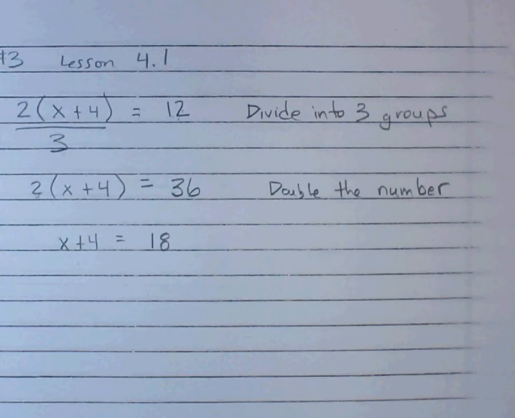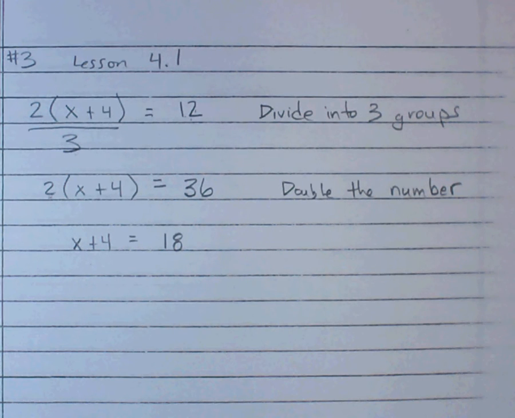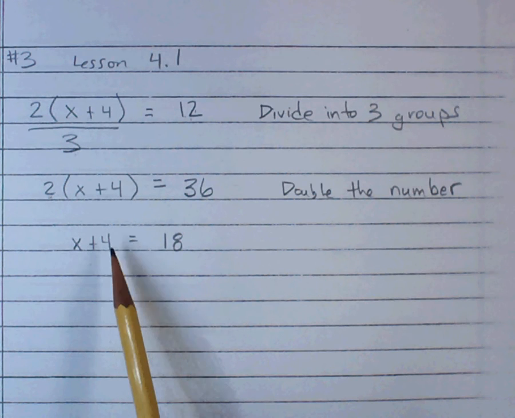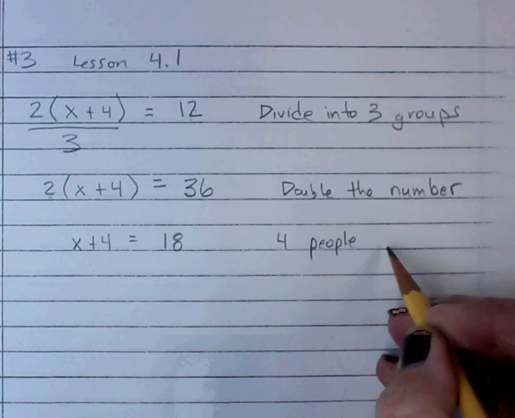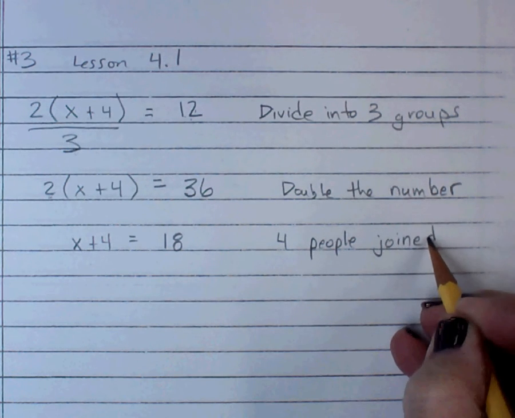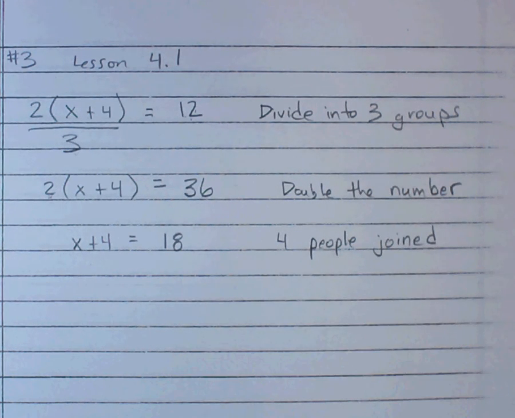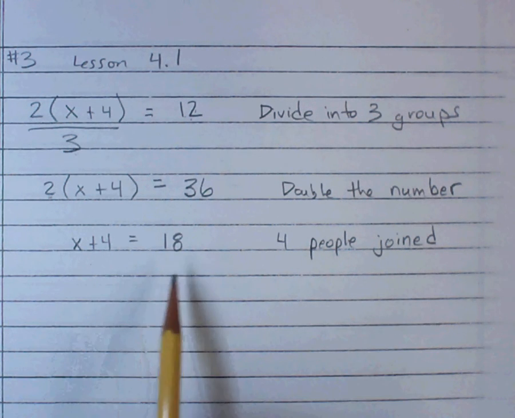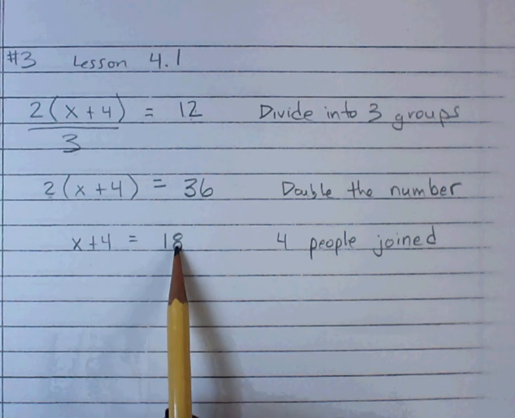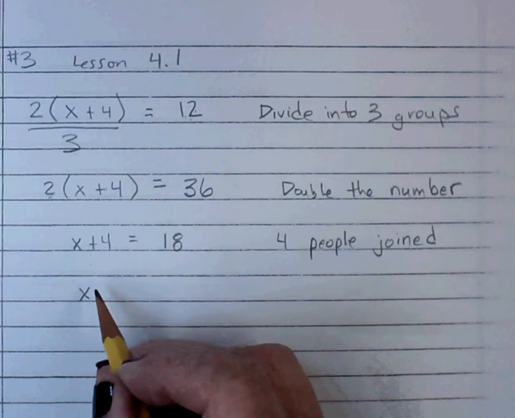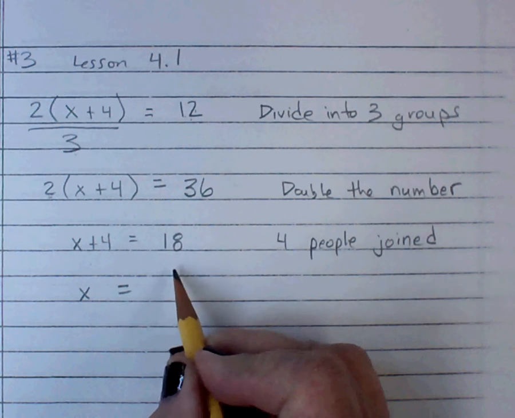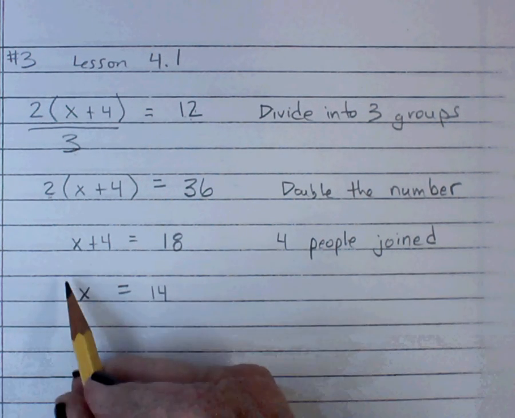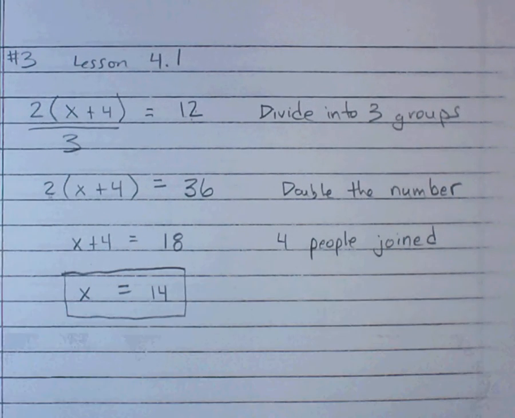Okay, now you can see that a little better. So then this was when 4 people joined the table. 4 people joined. And so the way we get out of that is we subtract 4. So now we have the original, at the table there were originally 18 minus 4, which is 14 people. So those of you that solved that, hopefully you got x equals 14.